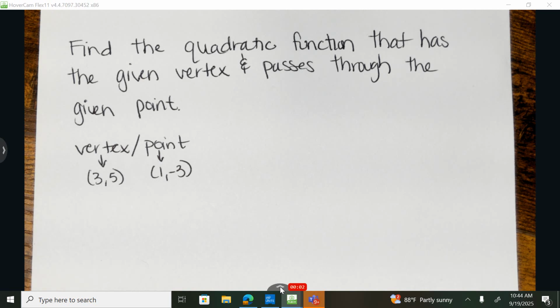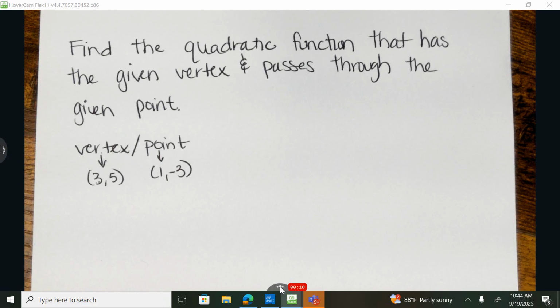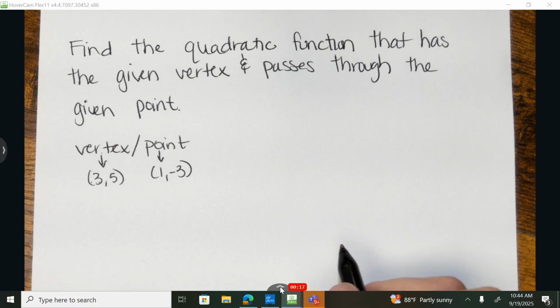Unit 5, Lesson 2, we're going to start by finding a quadratic function. So we're going to create a quadratic function given the vertex and one point that the function passes through. So the vertex is at (3, 5), and we have a point of (1, -3).